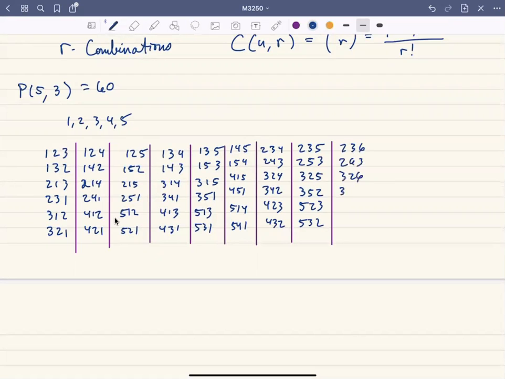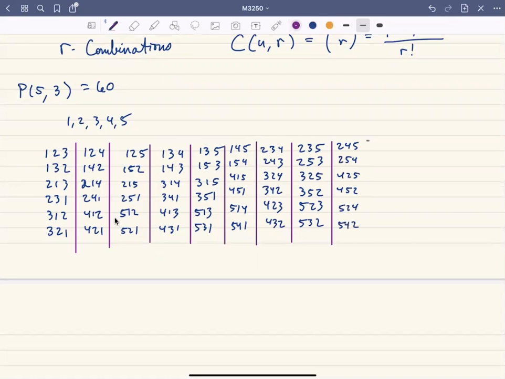Nope, no 6s. Just kidding. 2, 4, 5, 2, 5, 4, 4, 2, 5, 4, 5, 2, 5, 2, 4, 5, 4, 2.